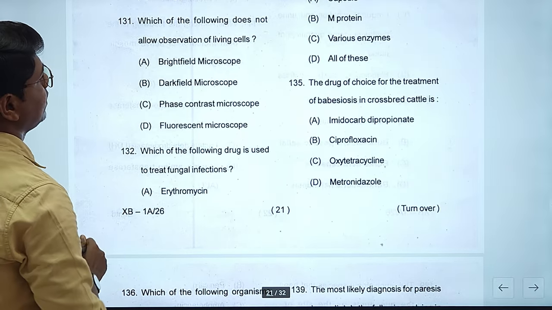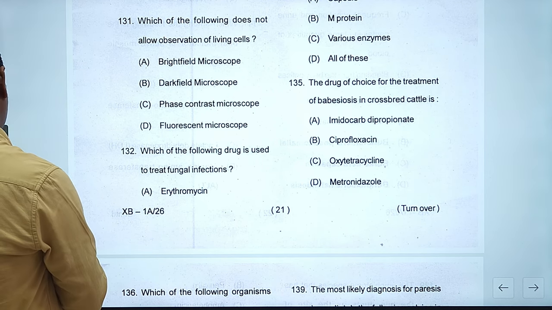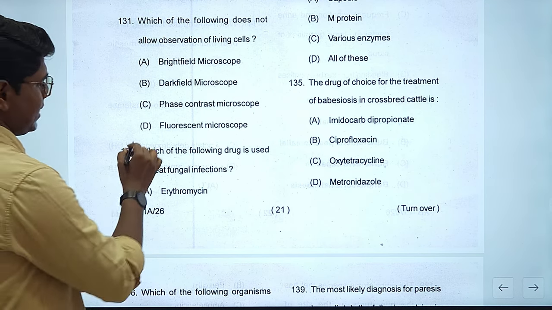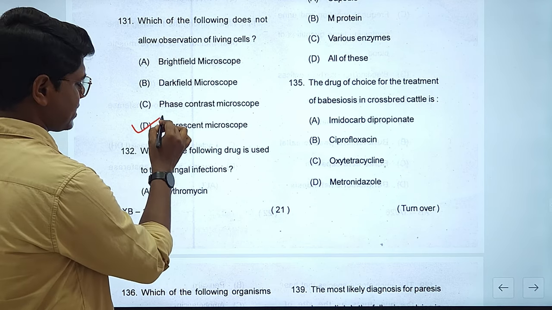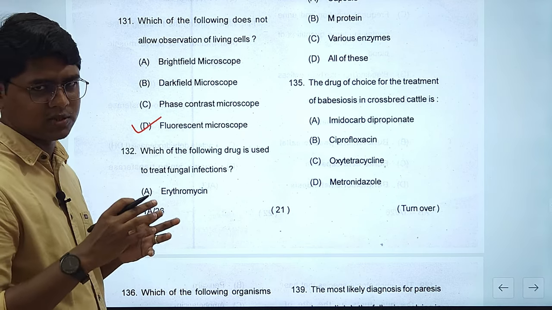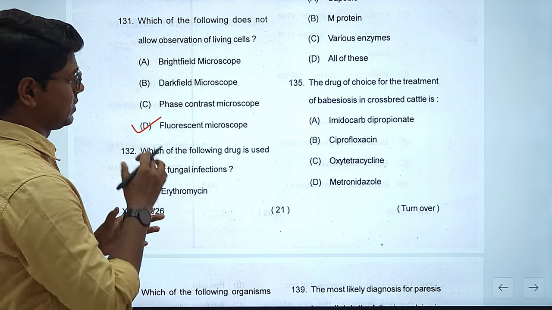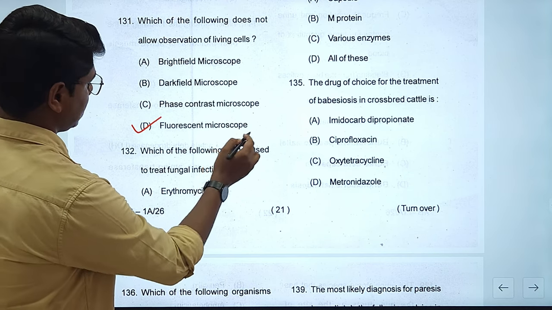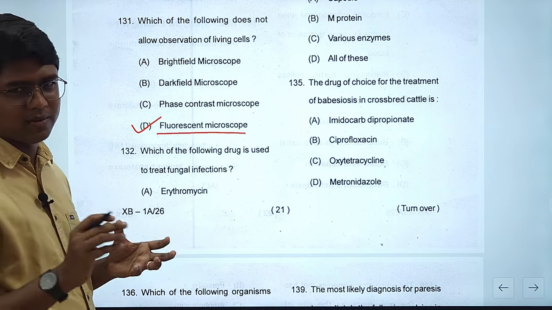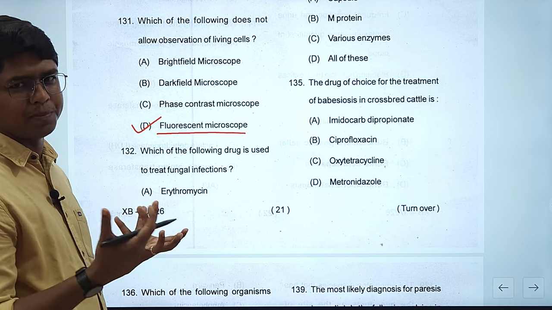131. Which of the following does not allow observation of living cells? I have little doubt in this particular thing. I did not get any materials regarding this. The answer is fluorescent microscope, because you need some dyeing or fluorescent dye for that, and the living cell may not take the dye. So for this, if you have any idea, do comment down below any article or any book pages you can refer.